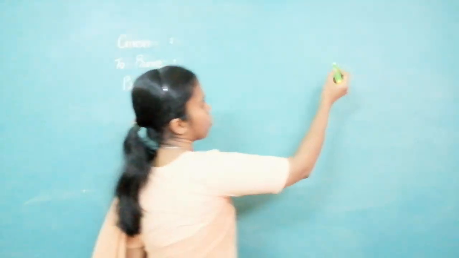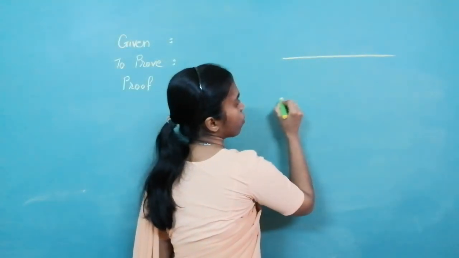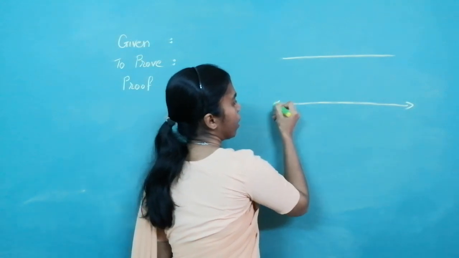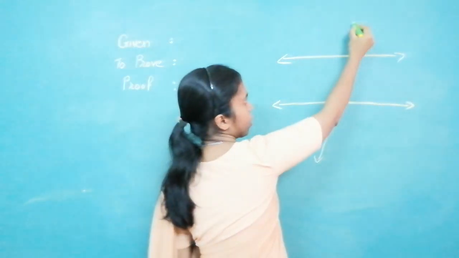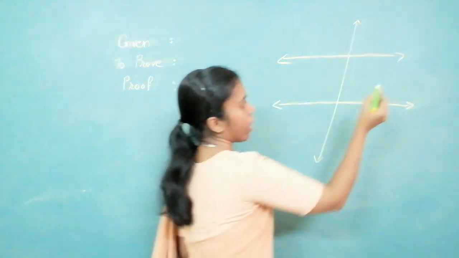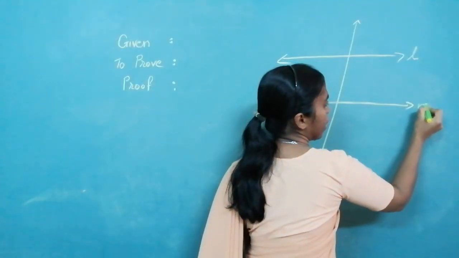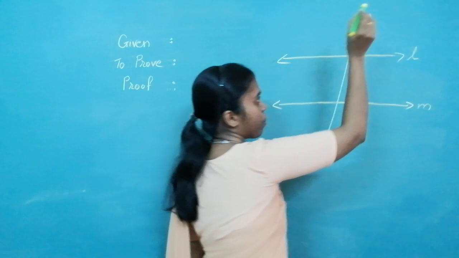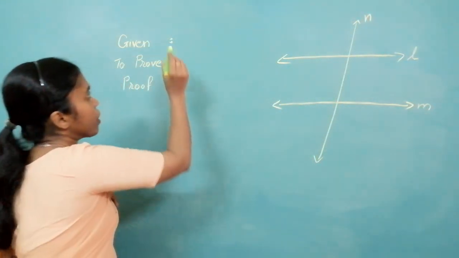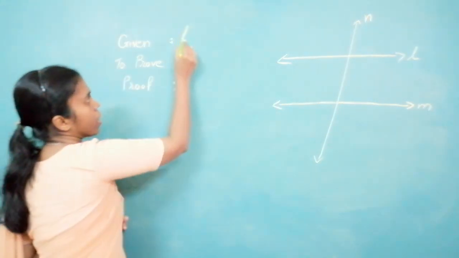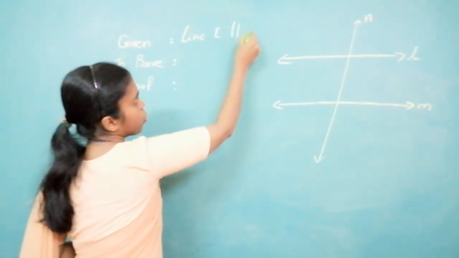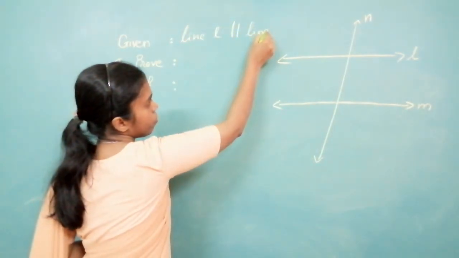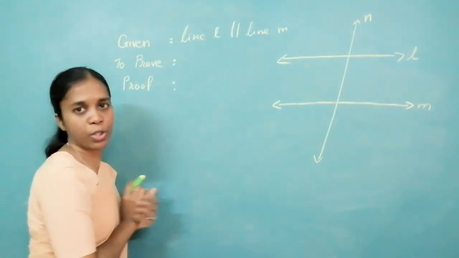So I draw the diagram over here. I have two parallel lines and a transversal. I name the lines as L, M, and let my transversal be N. So what is given to me? I am given that line L is parallel to line M. This is what is given to me.